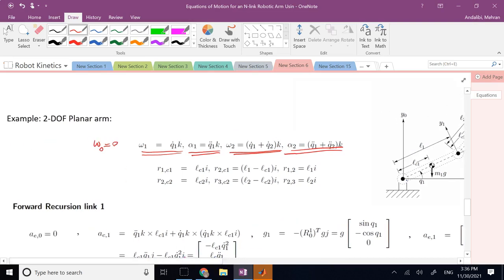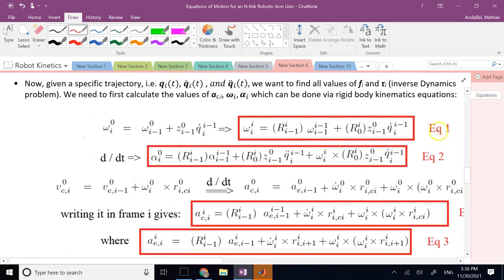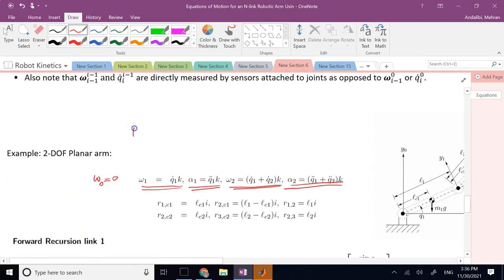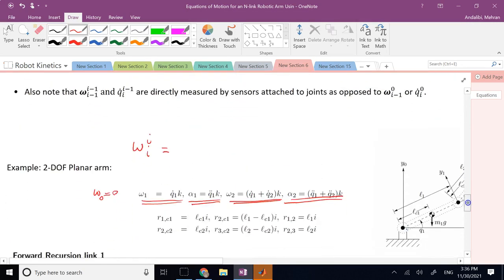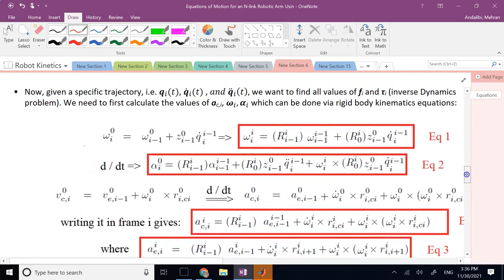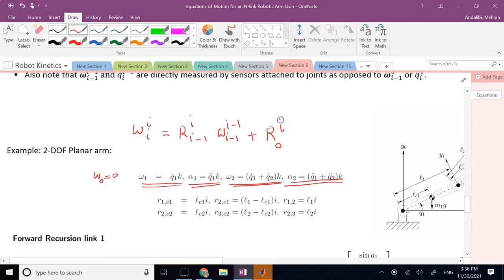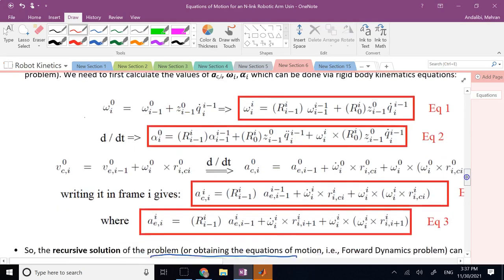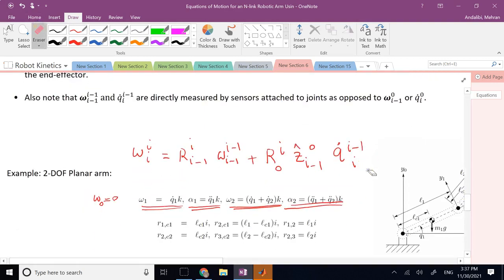And you might say, well, where did you get those? All we need is to apply equation number 1, which says omega I in I is equal to the rotation of I minus 1 with respect to I times omega of I minus 1 measured in its own frame, and then plus the rotation of 0 in I times the unit vector z of I minus 1 in 0, and then here you have Q dot. So this is your update equation.